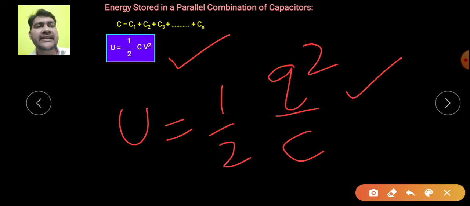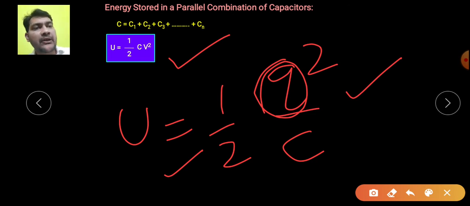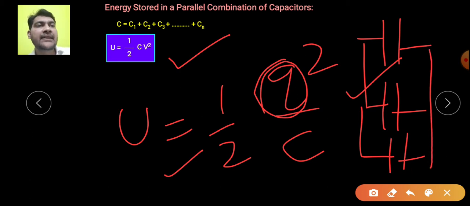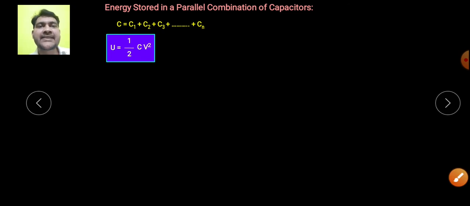Actually, in series grouping, the charge stored on each capacitor is the same. Therefore, we selected the expression in which charge appears. But now, in case of parallel combination, all the capacitors have equal potential difference, because we know that in parallel grouping the potential difference across each capacitor is the same. Therefore, we are taking the expression of energy stored in which V appears, because potential difference is equal across all capacitors.